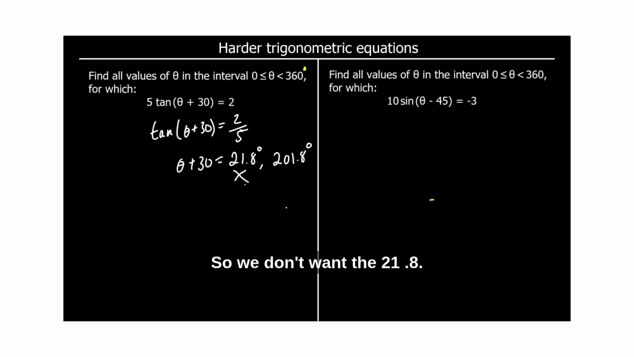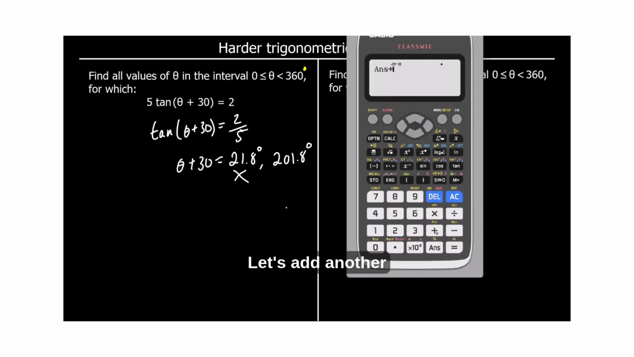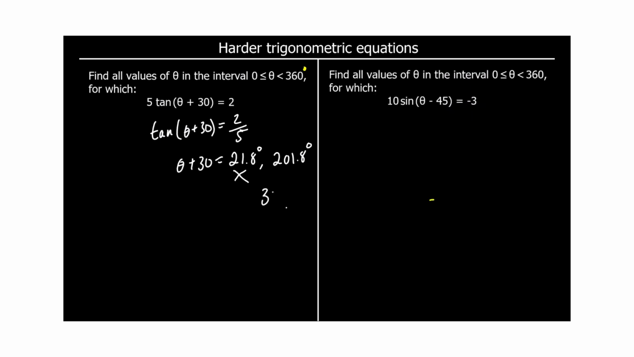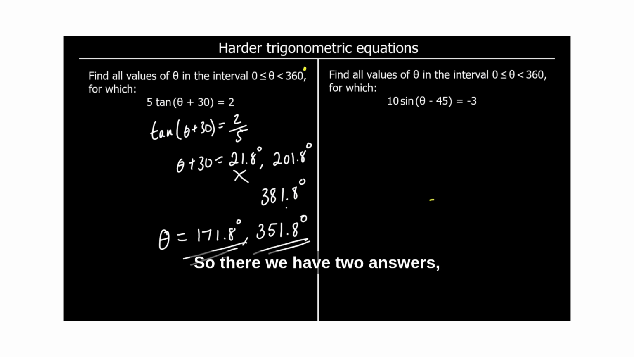So we don't want the 21.8. Let's add another 180 on, 381.8. So there, theta plus 30. If we take 30 away, 21.8 is going to be out of range. So take 30 off the other ones. That'll be 171.8 and 351.8. So there we have 2 answers. One for you to try. Pause the video and give it a go.